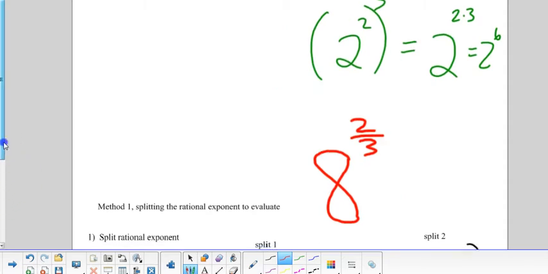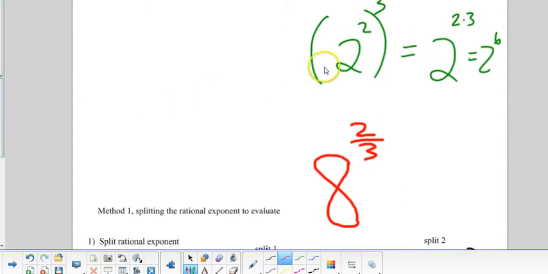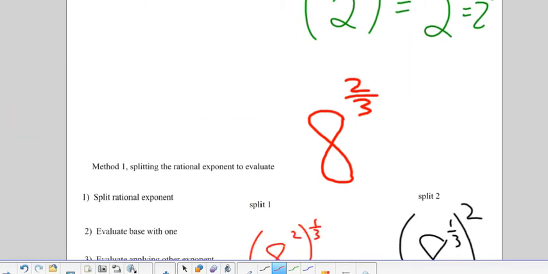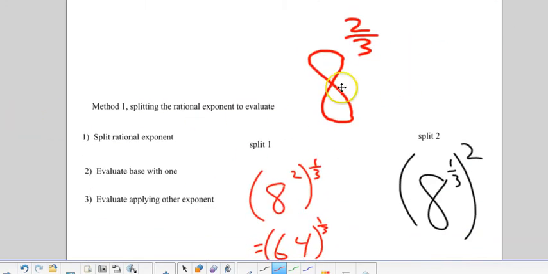All right, so again, this works because 2 to the 2nd to the 3rd power, power to a power means I can multiply the exponents. So the exact opposite is going to be true with our rational exponents here. 8 to the 2/3 power. Method 1 in evaluating this is going to be splitting the rational exponent into 2. So one way to split it would be change the 2/3 to 2 times 1/3.